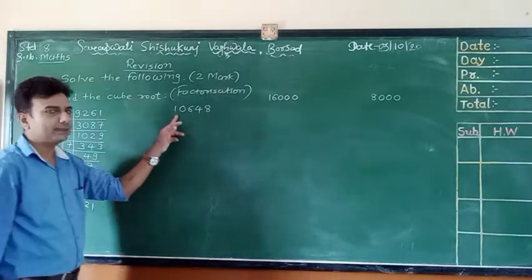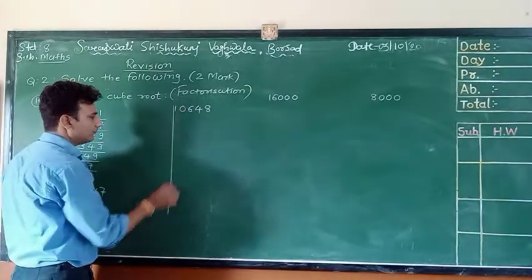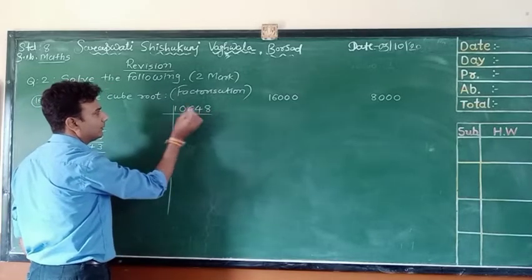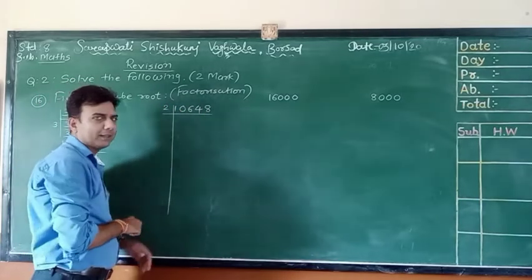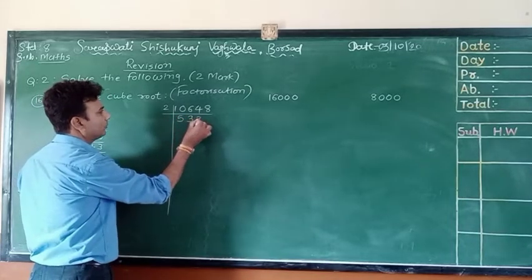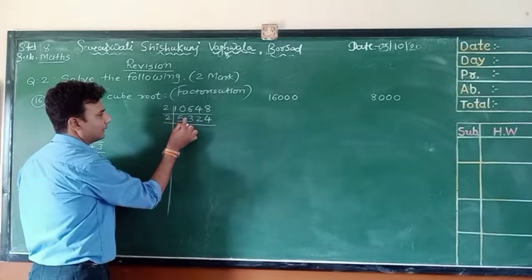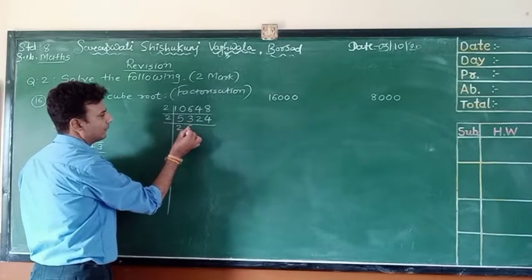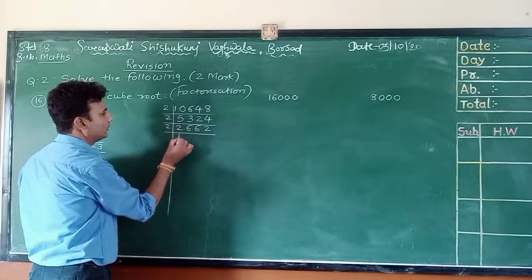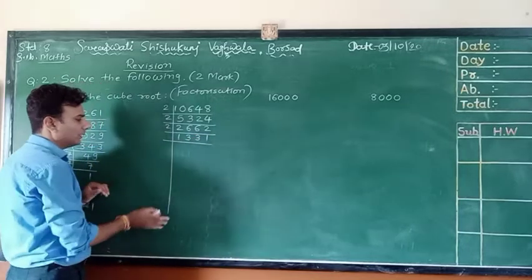Now this 10648, we have to find its cube root. So we have to make it into factors. The unit place is an even number, which means it is divisible by 2. 2 fives are 10, 2 threes are 6, 2 twos are 4, 2 fours are 8, 2 twos are 4, 1 remains, 13. 2 sixes are 12, 1 remains, 12. 2 sixes are 12, 2 twos are 4, 2 ones are 2, 2 threes are 6, 2 threes are 6, 2 ones are 2. Now 1 double 3 1.